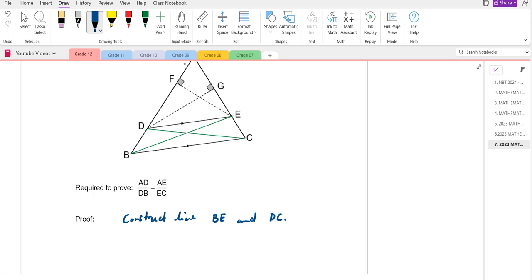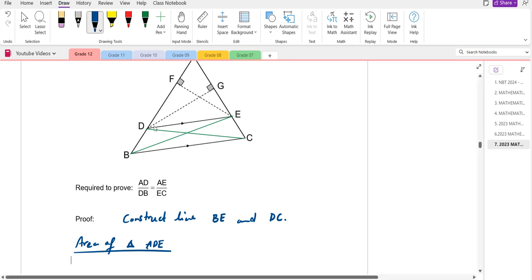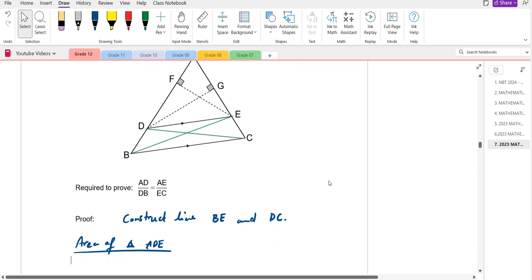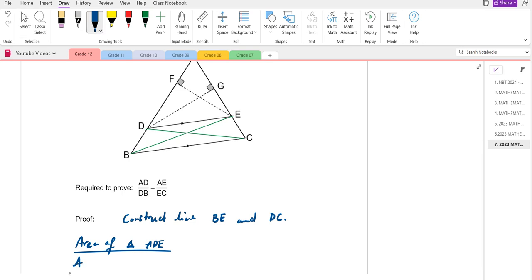Now we start the proof. We say area of triangle ADE. Now remember, this is the height of the triangle. FE is the height of which triangle? ADE and BDE, divided by the area of triangle BDE. So we got half.